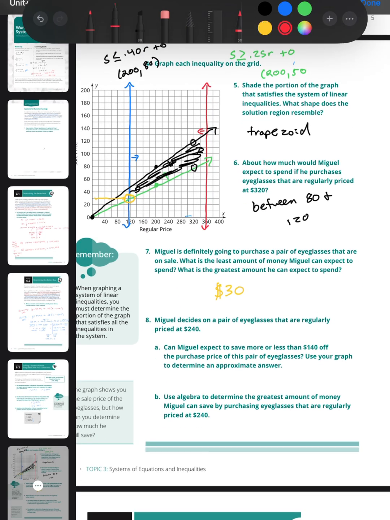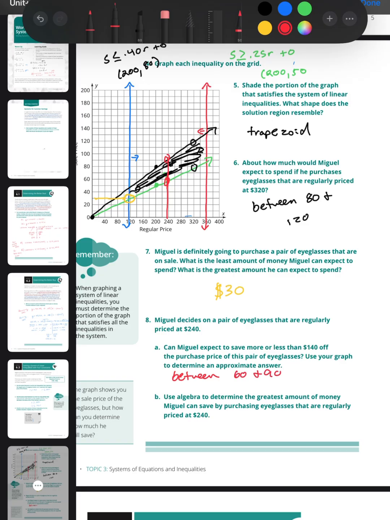All right, and then to 8, Miguel decides on a pair of eyeglasses that are regularly priced at $240. Can Miguel expect to save more or less than $140 off the purchase price of this pair of eyeglasses? Use the graph to determine the approximate answer. So 240 is right there. So he's going to be in this range between here and here.